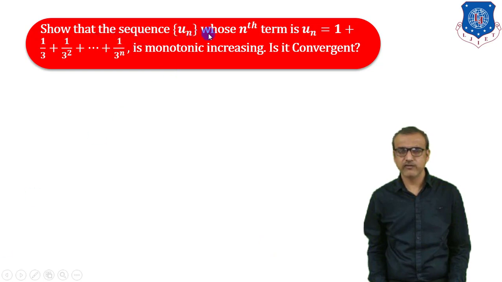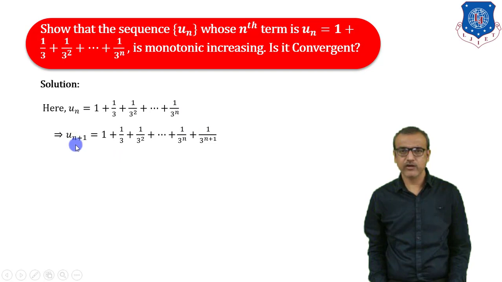Now show that the sequence un whose nth term is un equals 1 plus 1 by 3 plus 1 by 3 square and so on plus 1 upon 3 raised to n is monotonic increasing. Is it convergent? So here is the given sequence, that is un equals 1 plus 1 upon 3 plus 1 upon 3 square plus ... plus 1 upon 3 raised to n.